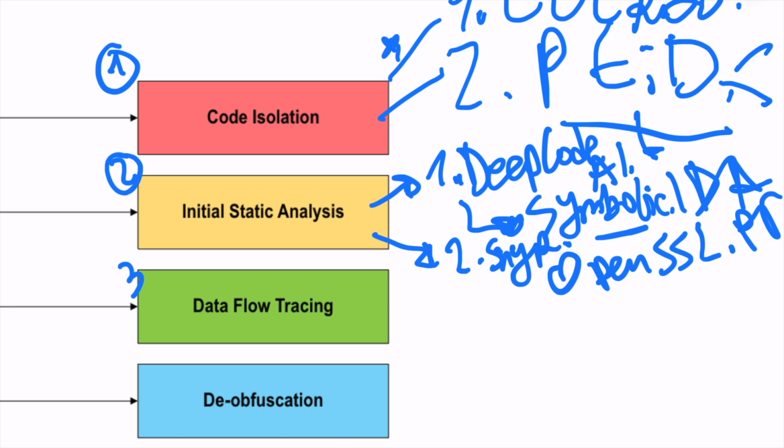And moving to the third step, data flow tracing. For this step, the DeepCode GNN maps the flow of data through the malware code. This would help the analyst reveal how the malware manipulates data.